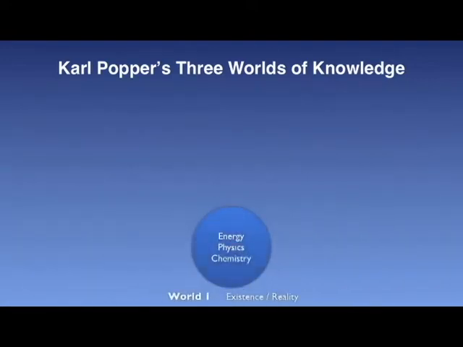World 1. As you can see by the illustration that's given on the slide that's currently displayed, World 1, according to Popper, consists of the physical world. The physical world, then, consists of all physical objects and events, even biological ones. This means that human beings exist in World 1.